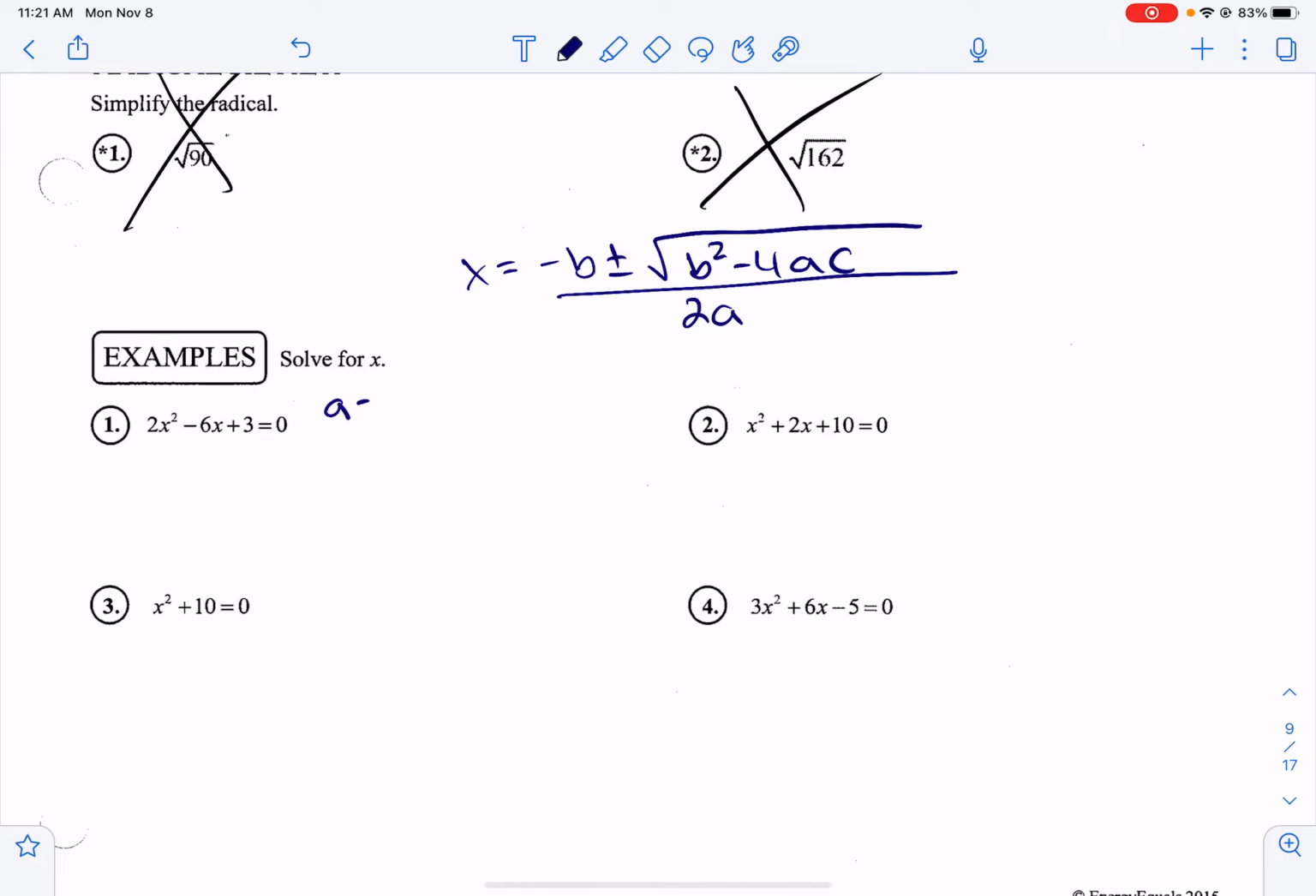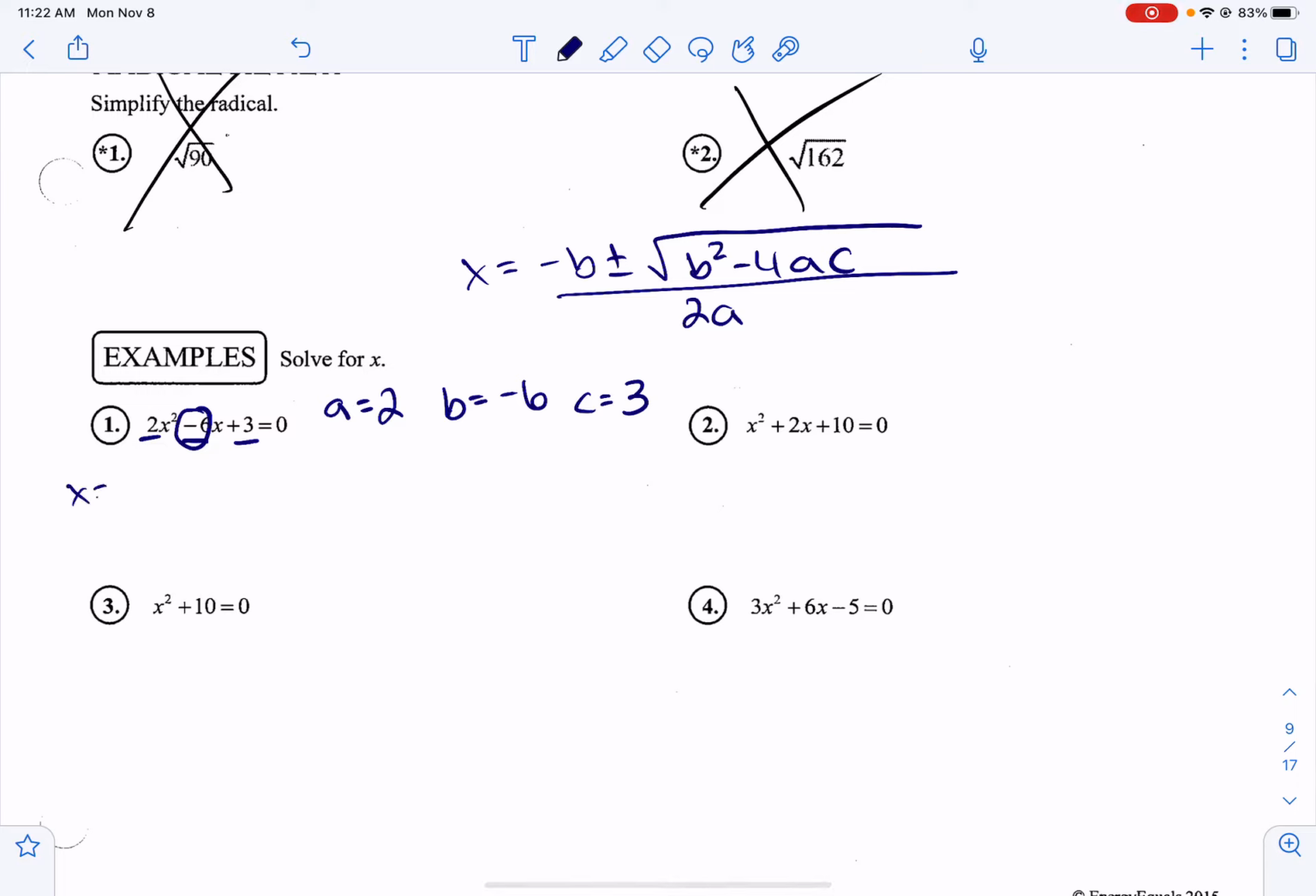So a is right in front of the x squared, so a is 2. b is right in front of the x, so it's a negative 6. I've got to remember to take the sign with it. And c is the number all by itself, which is a positive 3. Now I just plug those numbers into my quadratic formula.